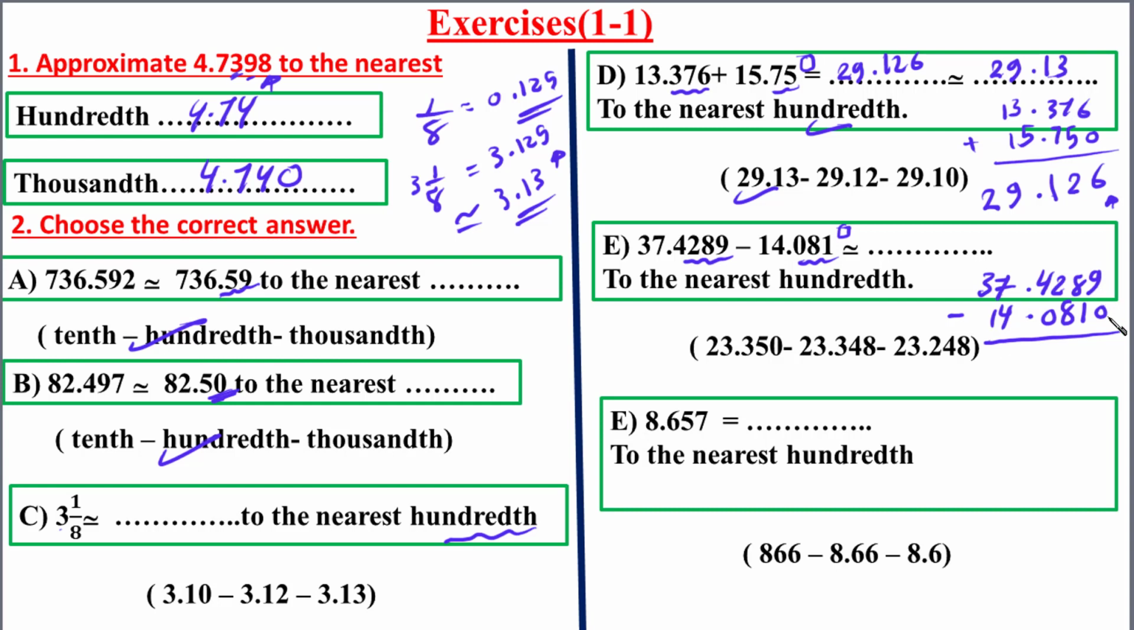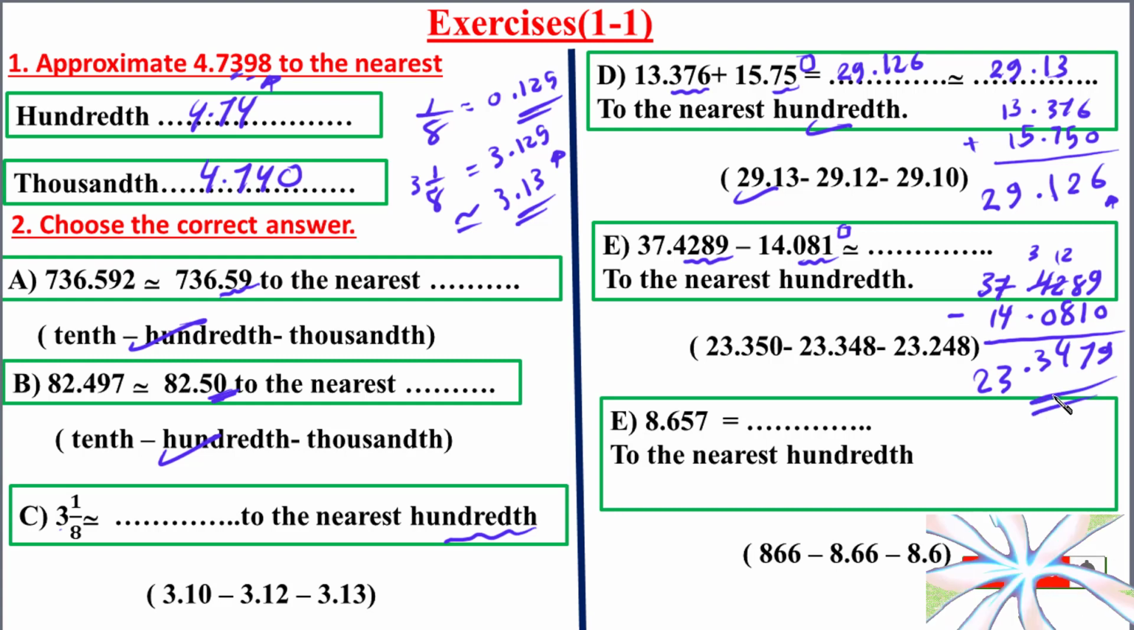We can subtract now. 9 minus 0, it will be 9. 8 minus 1, it will be 7. And 2 minus 8, it doesn't work. We will borrow 1 from 4, it will be 3, and 2 will be 12. We can now subtract. 12 minus 8 will be 4. And 3 minus 0 will be 3. Bring down the point. 7 minus 4 will be 3. And 3 minus 1 will be 2. So it will be 23.3479. Approximately equals to the nearest hundredth.